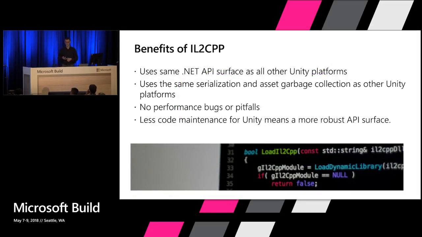The biggest advantage of IL to CPP is that you can create scripts which compile across all platforms without any modification. It's the same .NET backend. This gives us the ability to have a robust, performant, and consistent API surface across platforms.